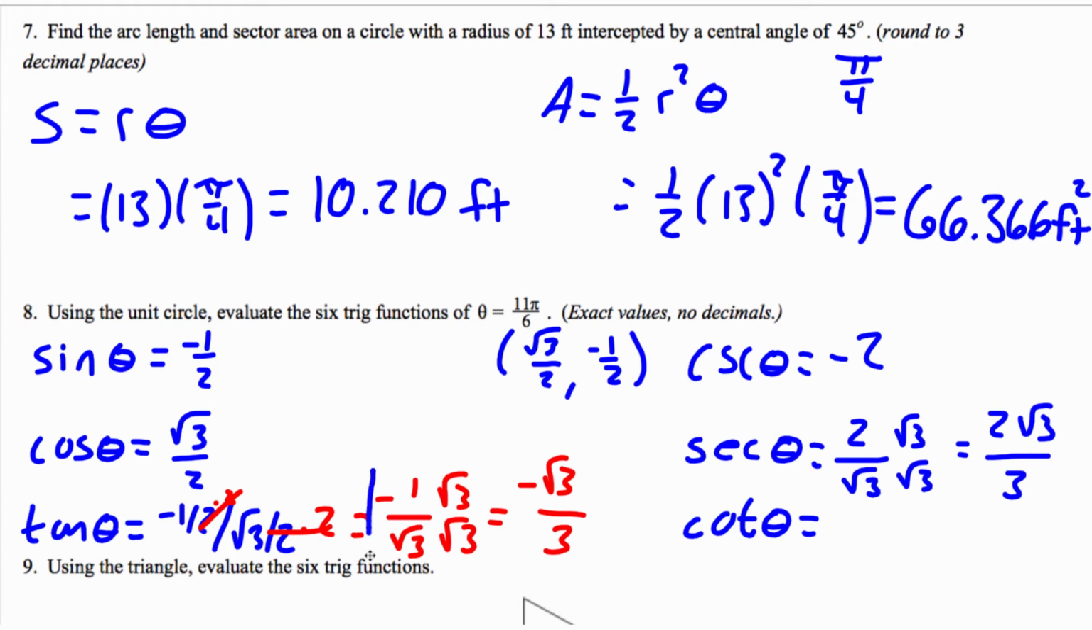The cotangent is the reciprocal of the tangent, and I'm not going to look at the rationalized answer. I'm actually going to look at the step before, where when we simplified, we got negative 1 over root 3. If we flip that over, we'll end up getting root 3 over negative 1, which ends up being negative root 3 if we simplify that down.